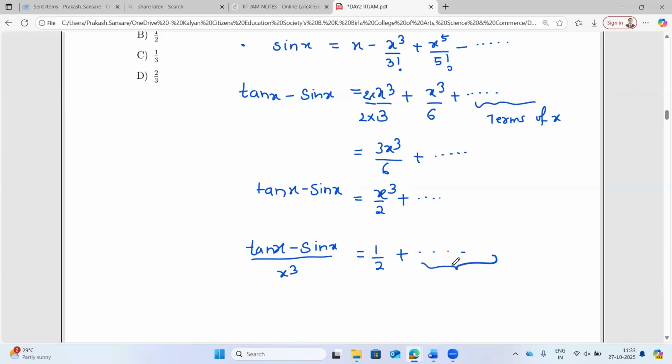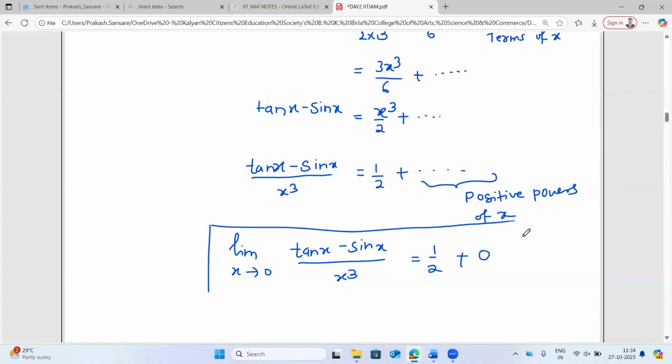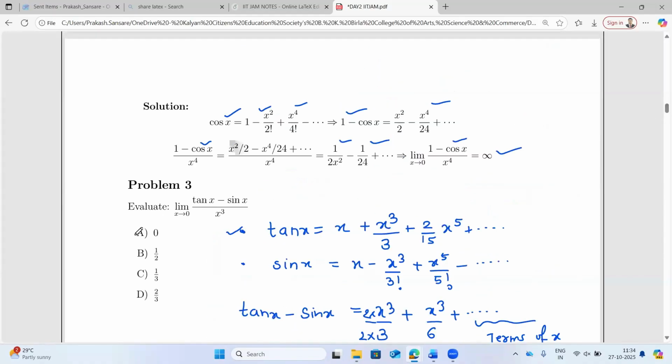Now here you will see that there are purely terms of positive power of x. And when you take the limit as x approaches 0, you will have tan x minus sin x upon x cube. This is a constant, so the limit of a constant is as it is. And here positive power of x will definitely lead to 0. So at last you can see that the answer to this is half. Do I have the option half? Yes, so it's option B.